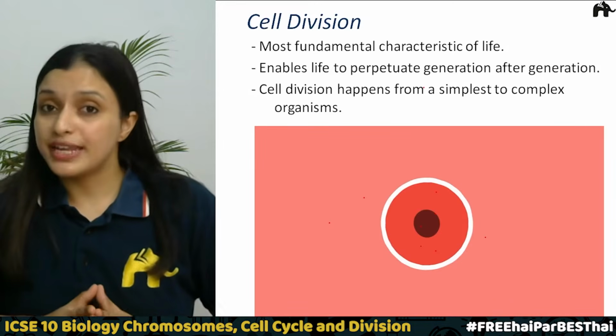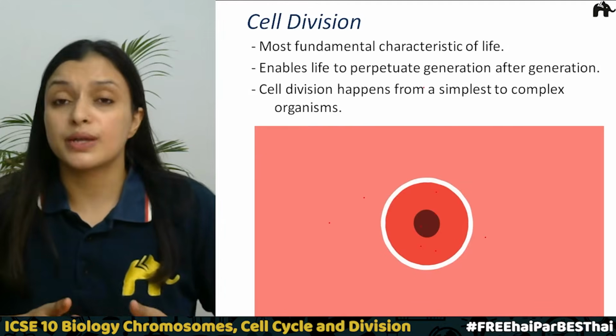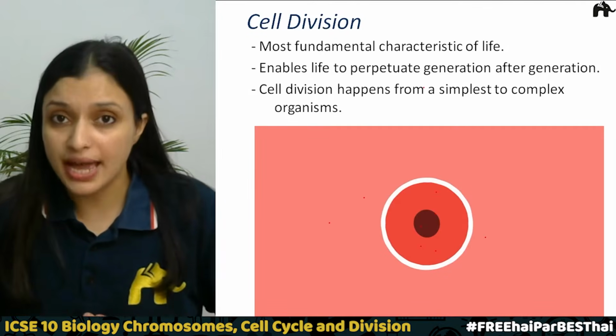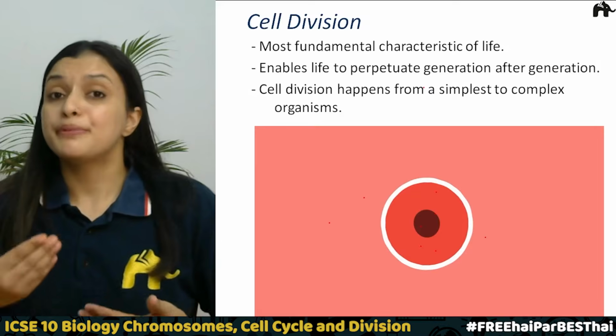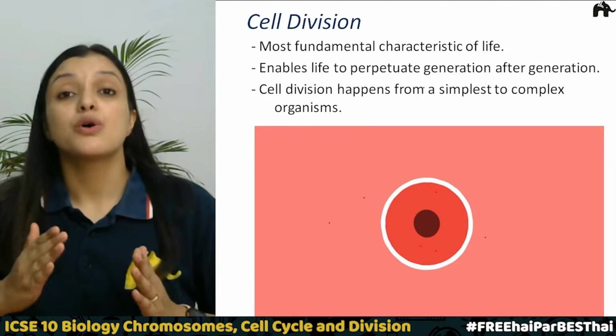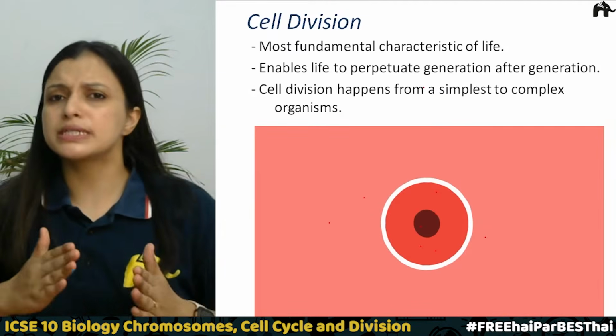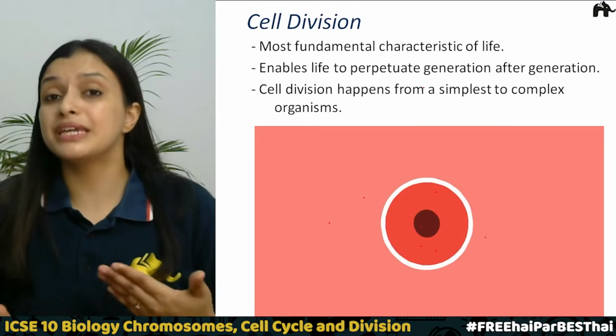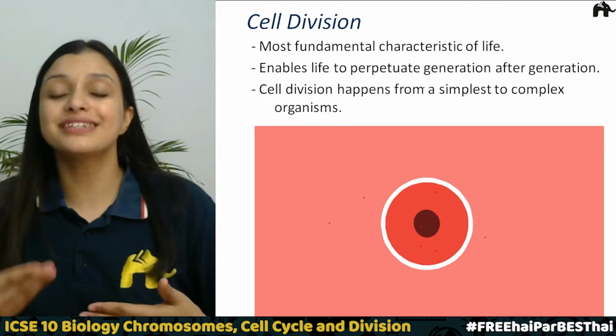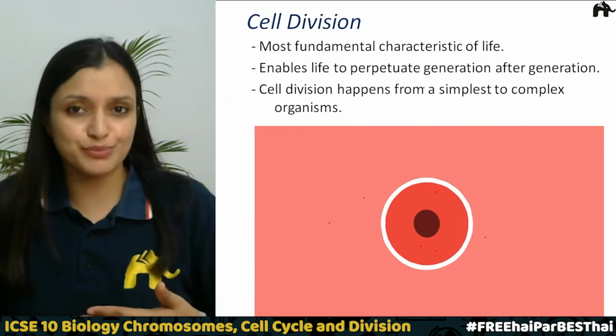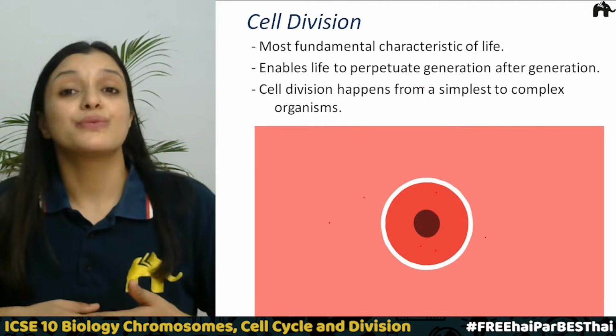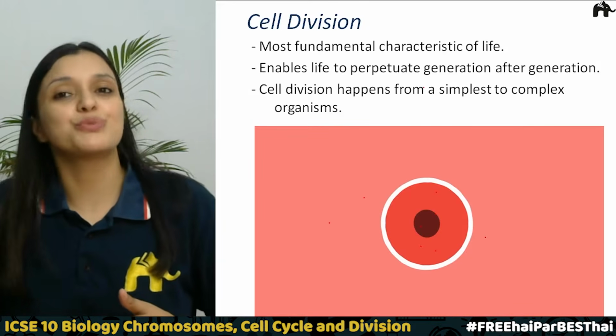So the very important question over here is how this cell division happens, but before that we will discuss what these chromosomes are, because these chromosomes are being duplicated and transferred to each and every cell of the body. So let us start with our next topic, that is chromosomes.